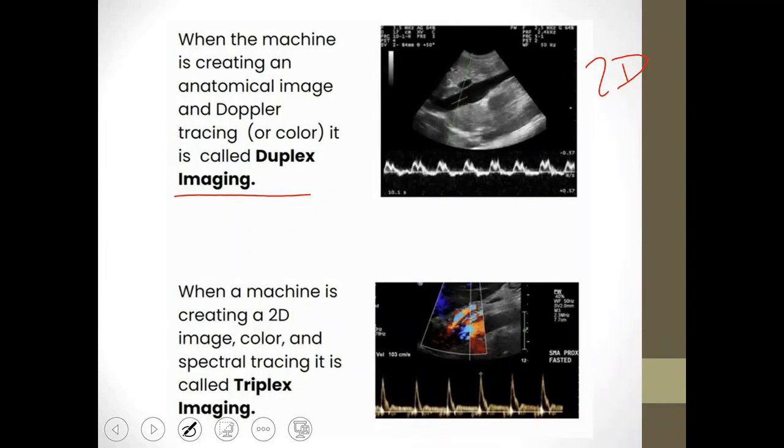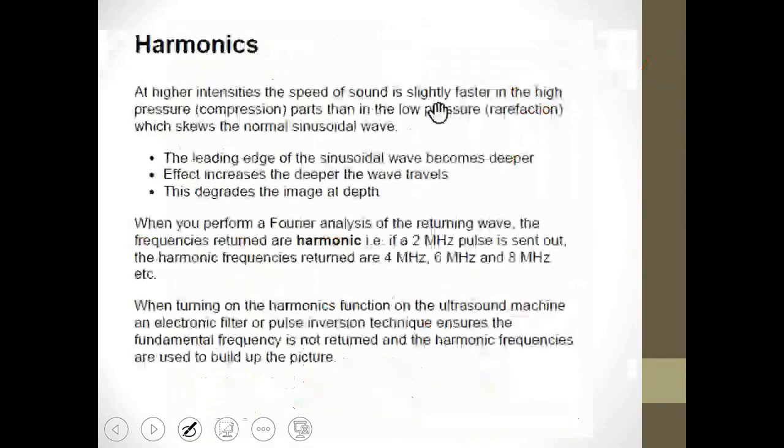The term duplex imaging means that I have Doppler and I have brightness mode, which is the B mode. If you have it, you can produce the 2D image, color, and spectral, meaning you can also extract the analysis of the volumes and all these parameters we talked about earlier. So I call this triplex imaging.